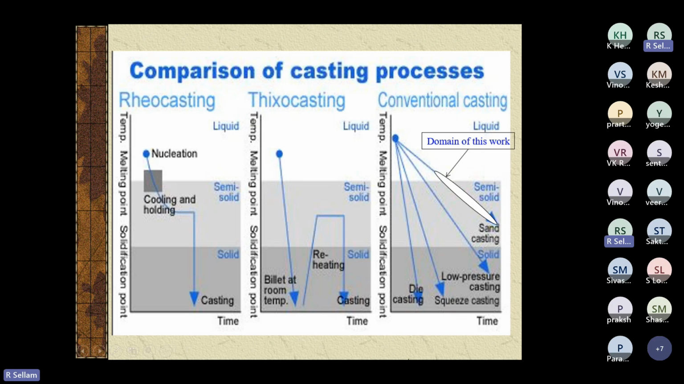But in conventional casting, there are so many avenues, and semi-solid sand casting is the most defect-prone area.